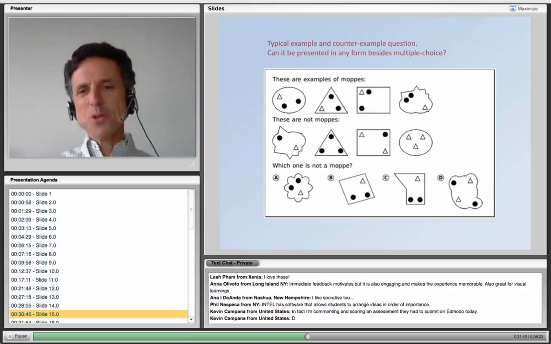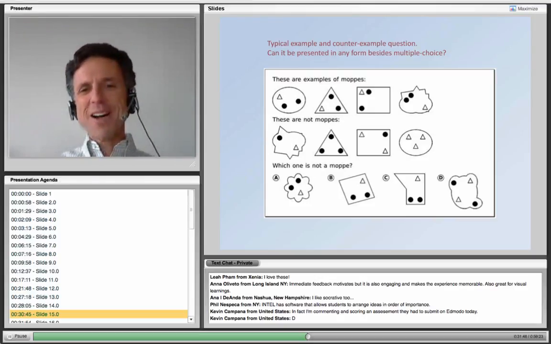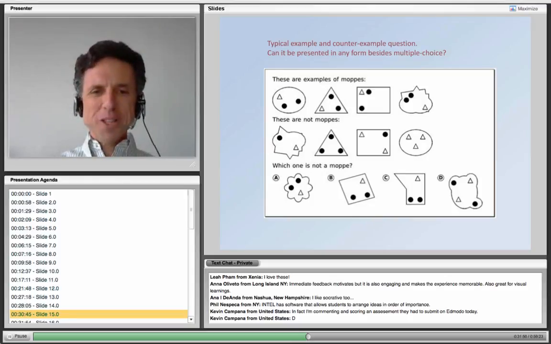It doesn't really have to be multiple choice, but again, if you want to do assessment in the classroom that's real time, you'd want to use multiple choice, and I think there's nothing wrong with this question. I think it's a good thinking question.